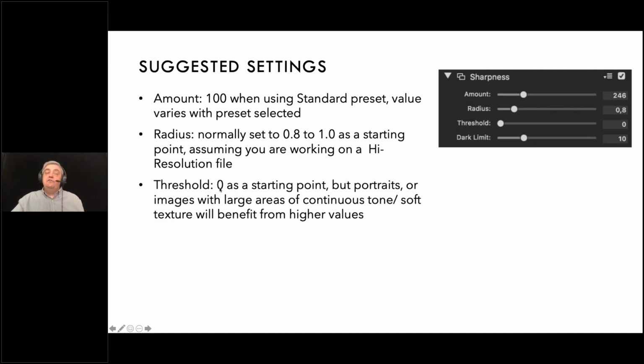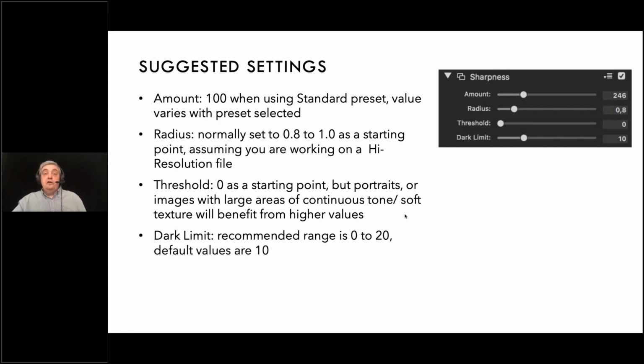Threshold, again, 0 is default for most things. However, if you use the portrait import setting, it's automatically set to a higher value of around 3. But again, depending on how much detail it's picking up in the skin, you may want to put that higher, 3, 5, or 6 or 7, maybe even a little bit higher, depending on that detail level. And then dark limit, again, depends on how much you're going to be working on the shadow areas, brightening them up, etc. But recommended range is sort of 0 to 20, and that's why we put our default in at pretty much 10 as the middle of the range, and then you can tweak from there.